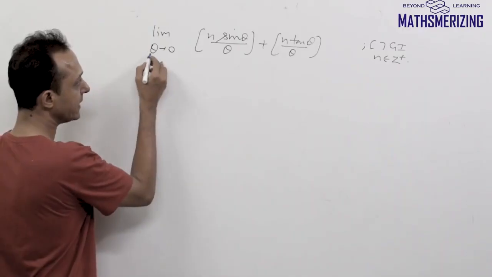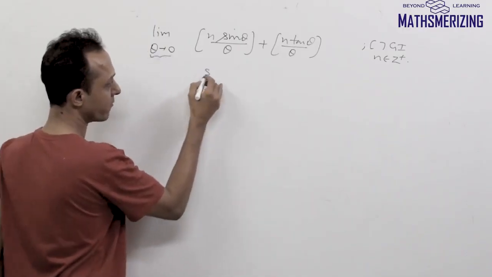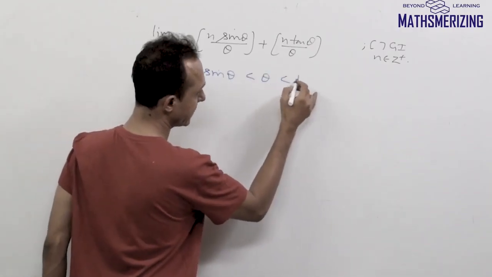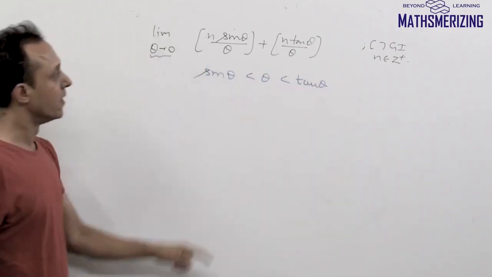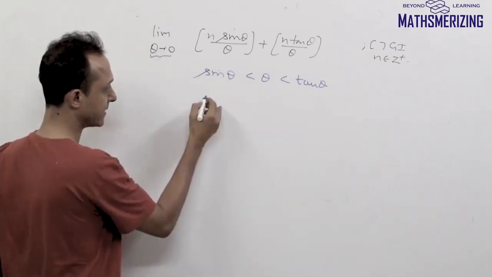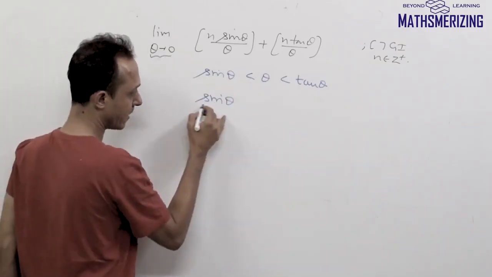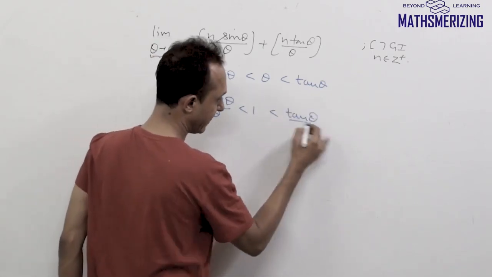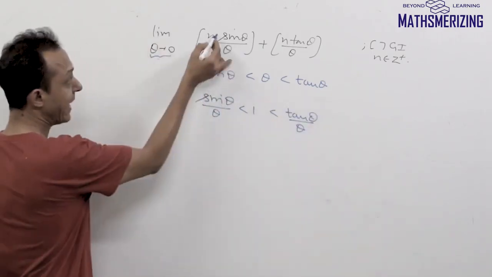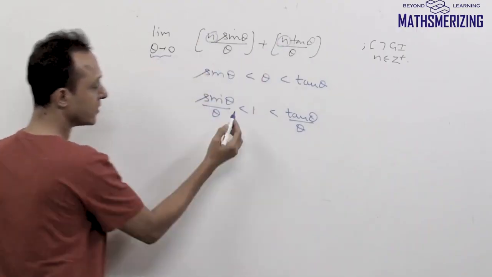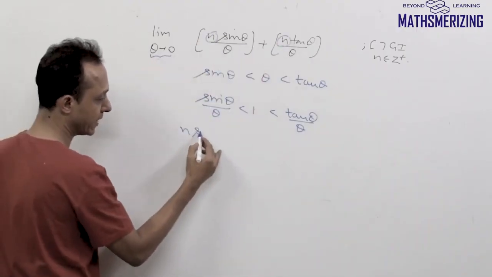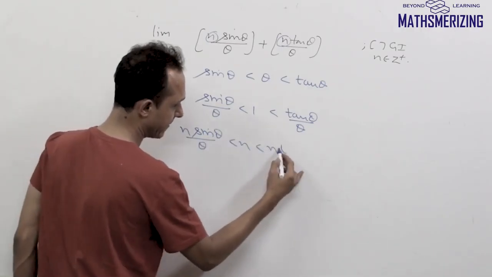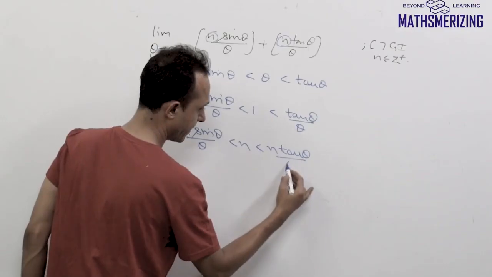Now what I know is theta is a very small number. So from the calculus inequality I can say sin theta is less than theta is less than tan theta. So if I multiply it by theta, I can write it as sin theta upon theta is less than 1 and it is less than tan theta upon theta. Now I'll need n sin theta and n tan theta, so I'll multiply it by n. So this is n sin theta upon theta is less than n and it is less than n tan theta upon theta.